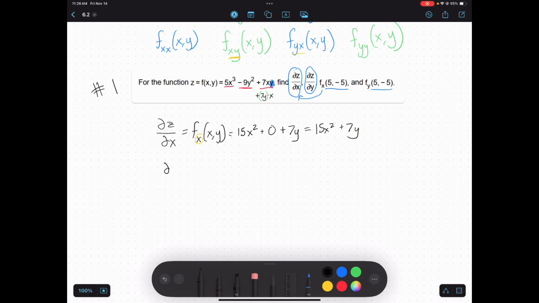Let's do my other partial derivative. So now let's go through this again. Start with that first term. How does that function depend on y? Well, it's completely in terms of x. It doesn't depend on y at all. Therefore, we're going to treat it as a constant. What's the derivative of a constant? It's just 0.